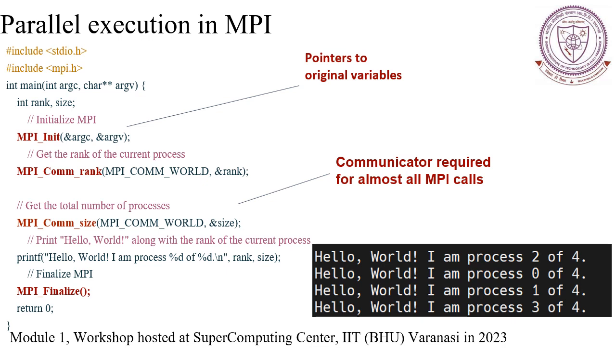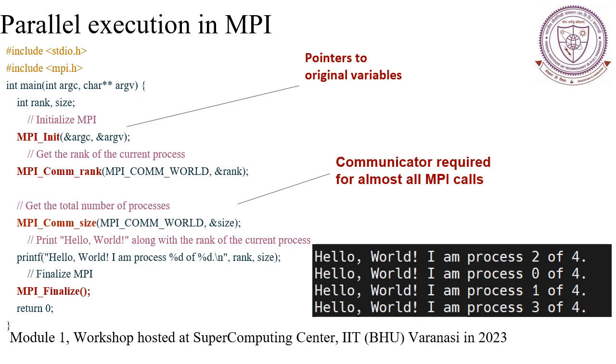Now we will see how parallel execution in MPI happens. The MPI program which I have provided in this slide is an example of a simple parallel program that uses MPI to communicate between processes. The first two lines of the program include the header files, stdio.h and then mpi.h. You know that the stdio.h header file is used for standard input and output, and the mpi.h header file is used for MPI functions. The main function is the entry point for all MPI programs.